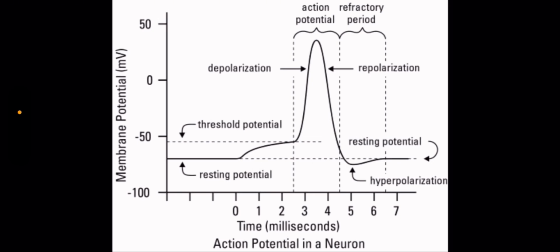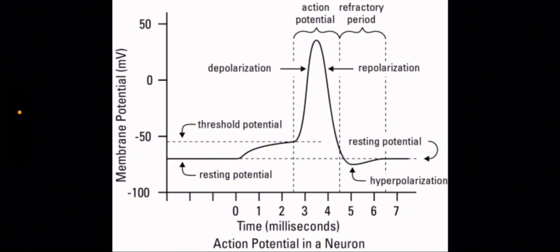The potential difference, as you can see on the y-axis, or the membrane potential, when a cell is at rest, is called the resting potential. We can see that resting potential on the graph is roughly negative 65. When non-stimulated, the cell is always at that negative 65 point.